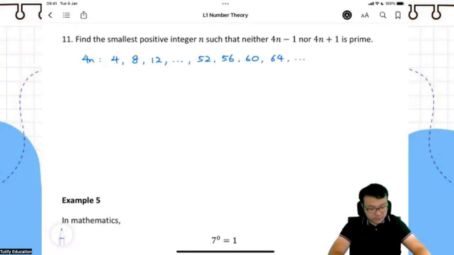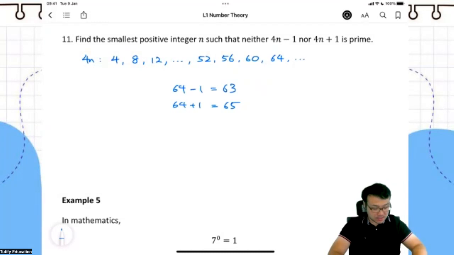So I can see that most of you have chosen the number 64. Yes, this is totally correct. 64 minus 1 is not a prime number. 64 plus 1 is also not a prime number. So this is definitely correct.